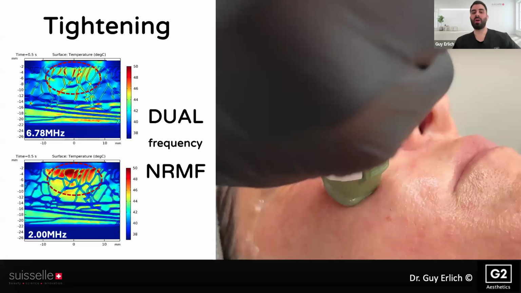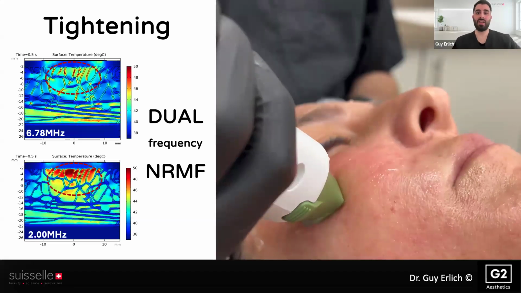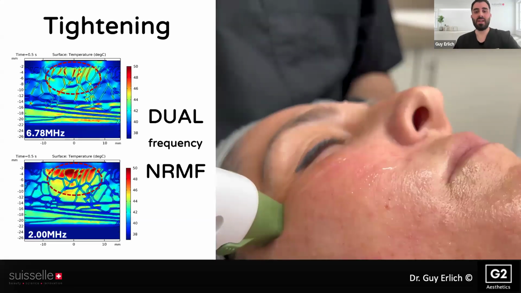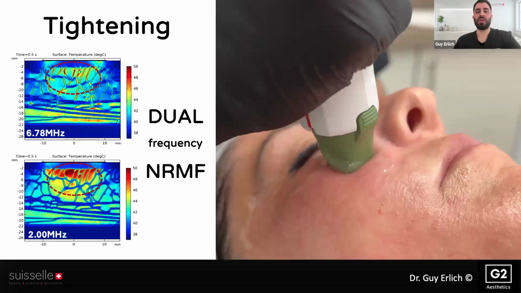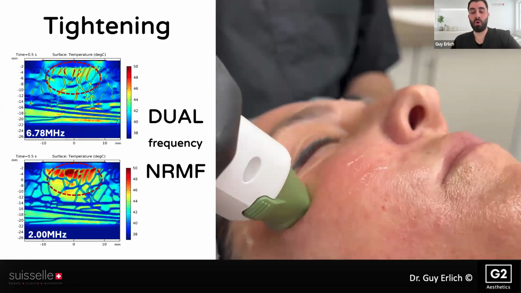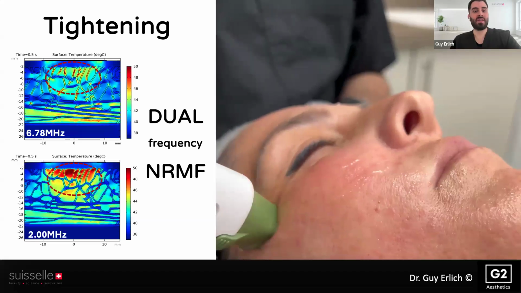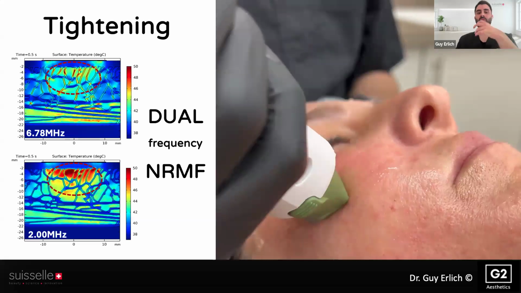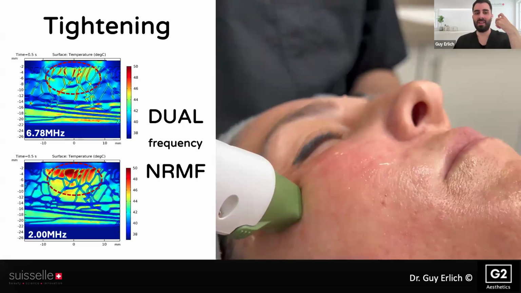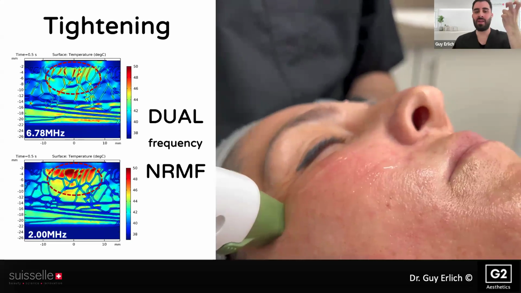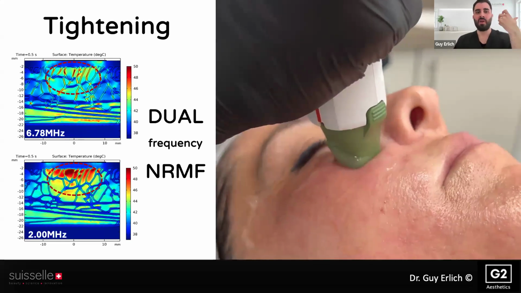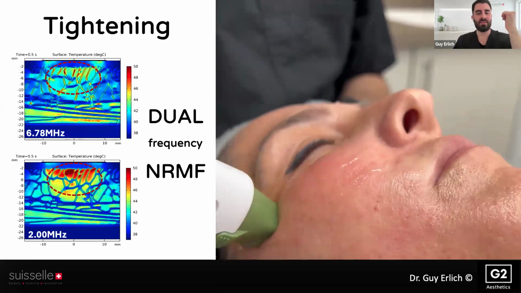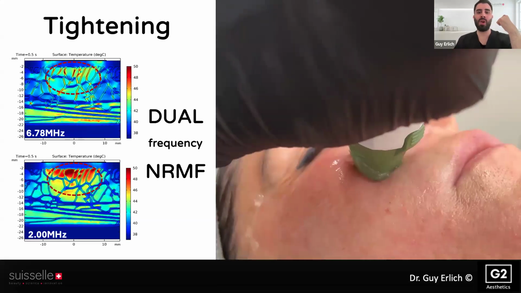So if I see pseudoherniation and not volume atrophy, the go-to that I recommend to you is, of course, tightening. For this indication, I use dual frequency monopolar RF. The reason that I use the monopolar RF dual frequency in this location is because I want to target the area, the ligament and the muscle in this location.